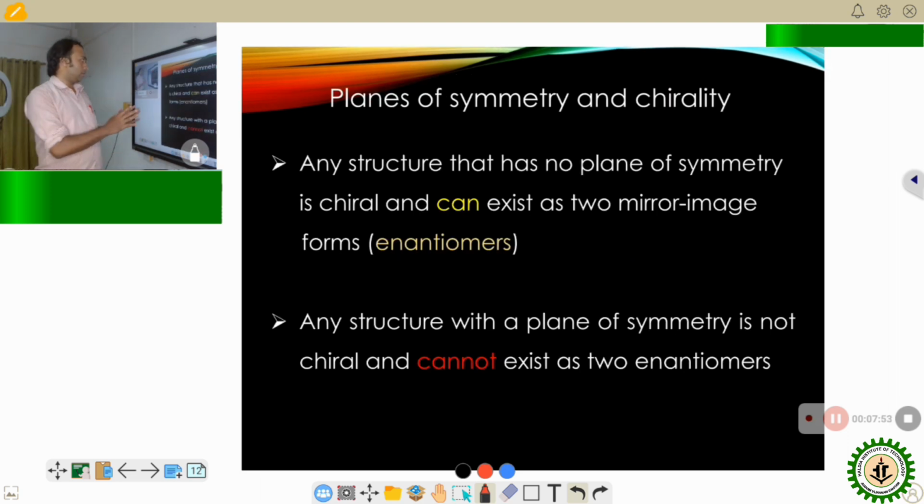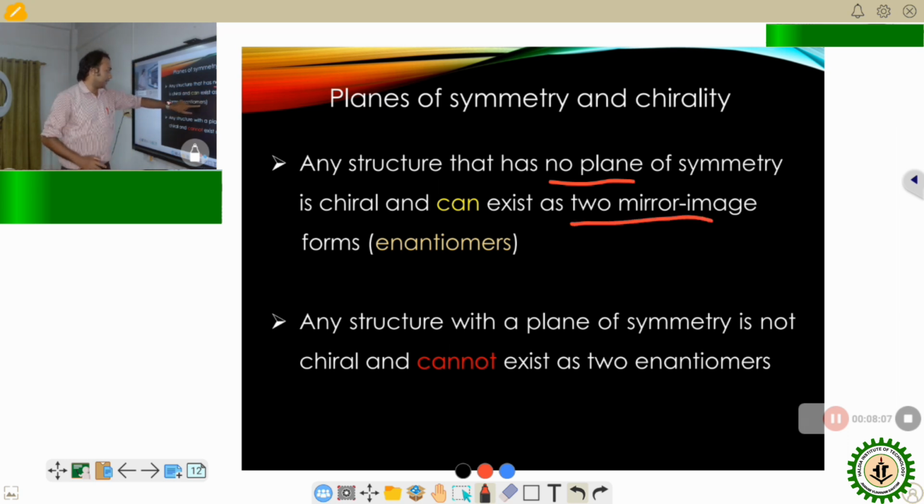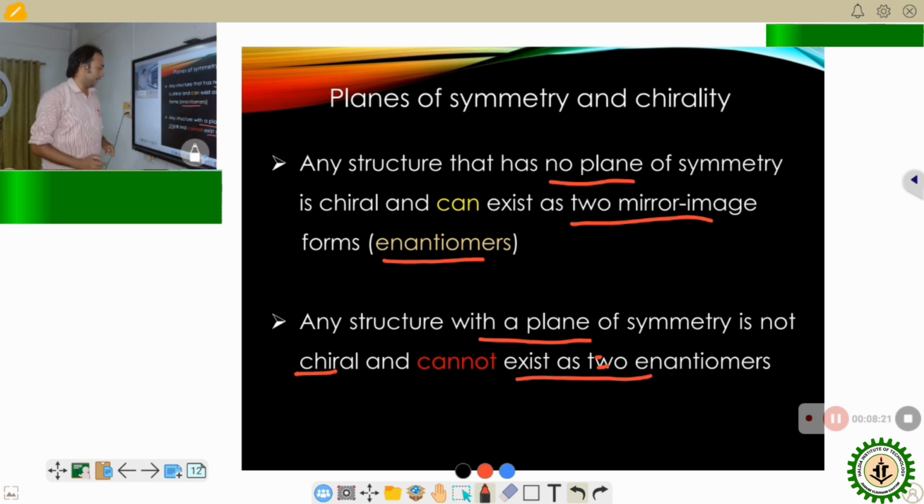Okay, so now we state the essential points about planes of symmetry and chirality. Any structure that has no plane of symmetry can exist as two mirror images and form enantiomers. And any structure with a plane of symmetry is not chiral. So if it has a plane of symmetry, it cannot exist as two enantiomers, right? So those cannot be chiral. So this is the condition of not being chiral, and this is chirality or enantiomers. So the main thing is that it should not have any plane of symmetry.